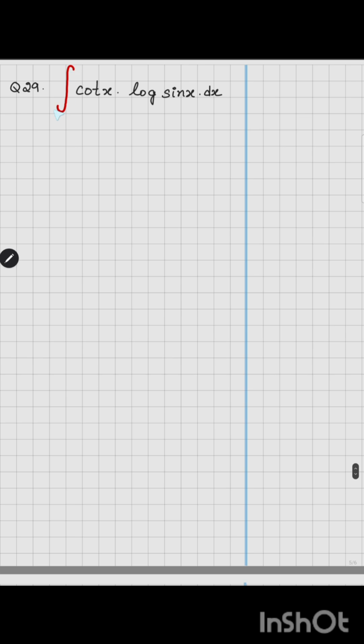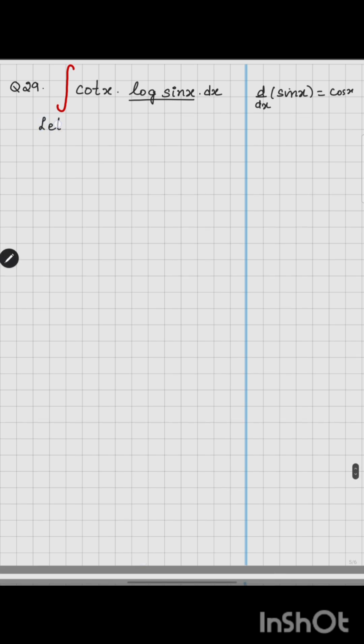29th one. Let us find the integral of cot x into log of sin x dx. So we have to equate one function as t, we have to differentiate, and this derivative must be there in the integrand, right? So if we differentiate only sin x, we will get cos x, right? But what if we differentiate the entire log of sin x? Let us do the substitution there. Let log of sin x equal to t.